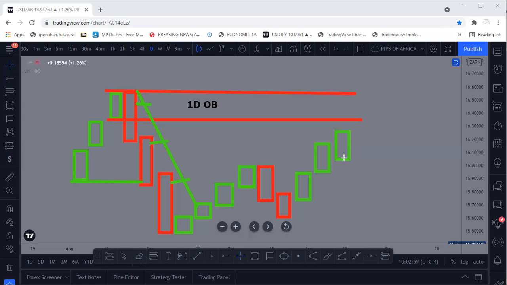You count the number of candlesticks that the price printed when it was leaving the order block zone. You can see I've counted them: one, two, three. We have only three. But when the price is approaching your order block now, it is printing so many candlesticks. That is another confirmation that the price will not break your order block zone, right?